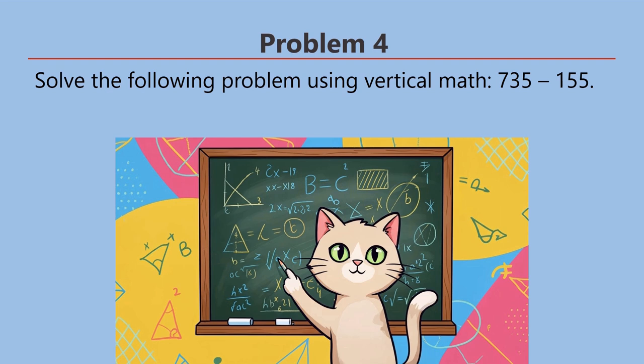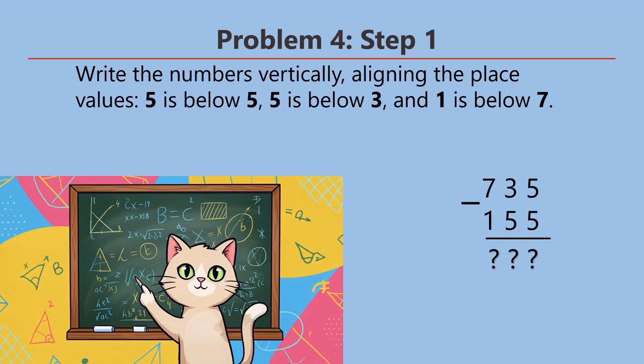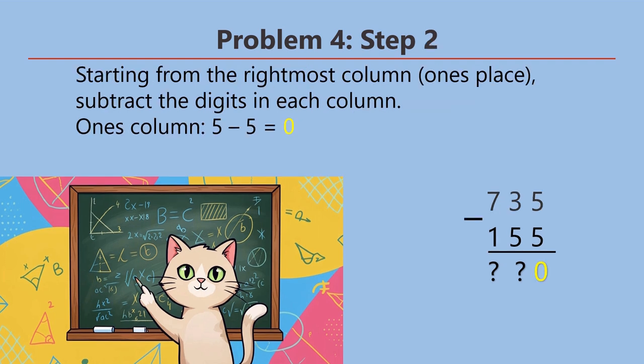Problem 4. Solve the following problem using vertical math: 735 minus 155. Step 1. Write the numbers vertically, aligning the place values. 5 is below 5, 5 is below 3, and 1 is below 7. Step 2. Starting from the rightmost column, the ones place, subtract the digits in each column. In the ones column on the right, 5 minus 5 is equal to 0.